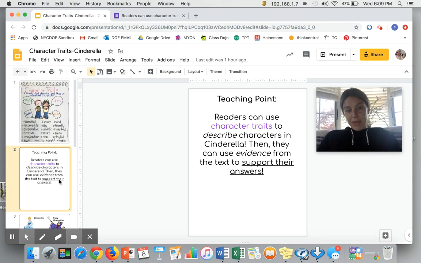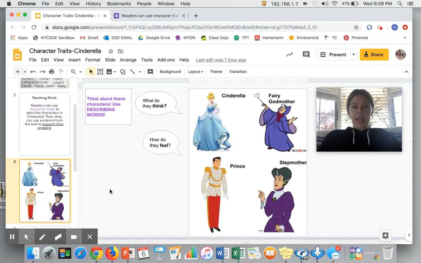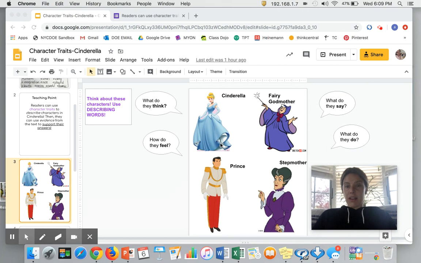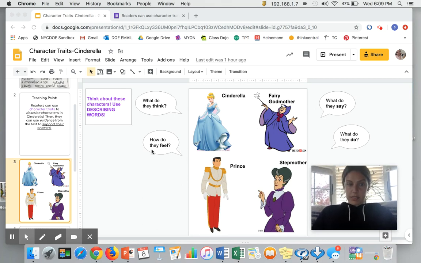Adjectives are describing words. These are the characters we are going to describe today: Cinderella, fairy godmother, the prince, and the stepmother. We're going to think about these characters and we're going to use describing words. What do they think? What do they say? What do they do? How do they feel? Think about those things. And if you need to listen to the story again, go ahead and do that.